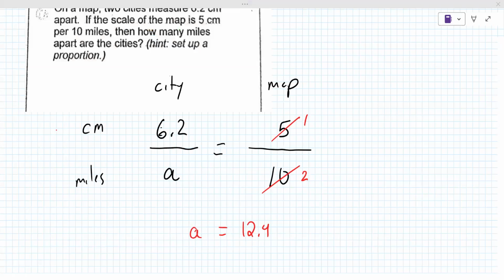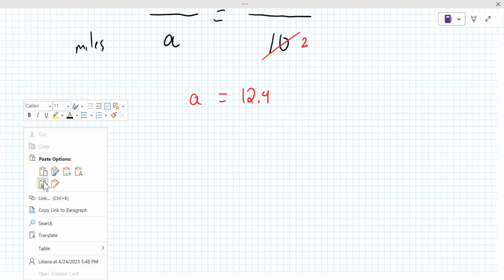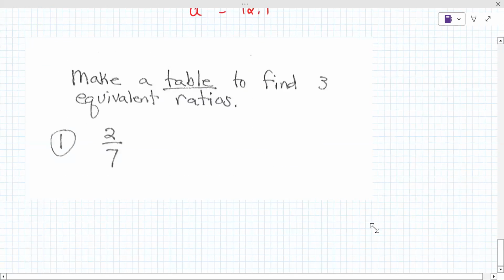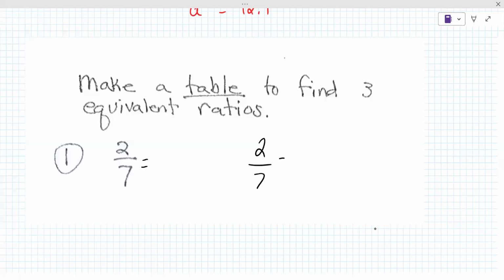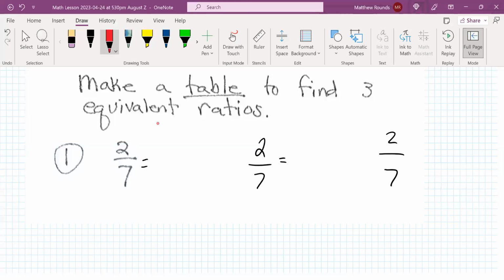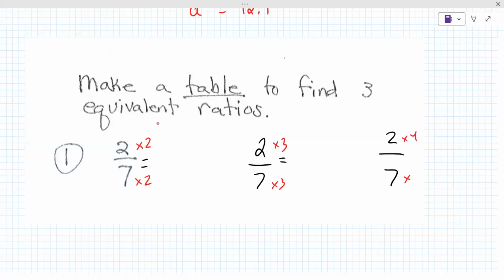All right. So next page here says to make a table to find 3 equivalent ratios. So there's a couple of ways to do this. We kind of did this, I thought, last time, which is basically you take this fraction and you multiply the top and bottom by 3 different numbers. Like you might, for example, go times 2 times 2, times 3 times 3, times 4 times 4. It's as simple as that. Okay, so is that something you've seen? Okay.